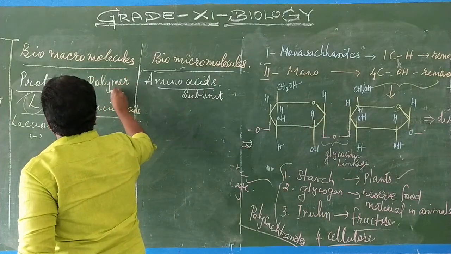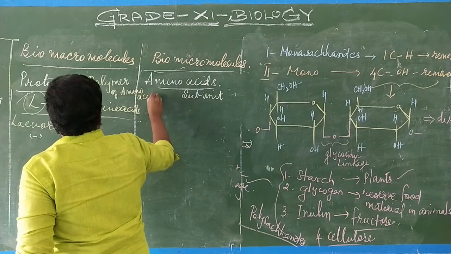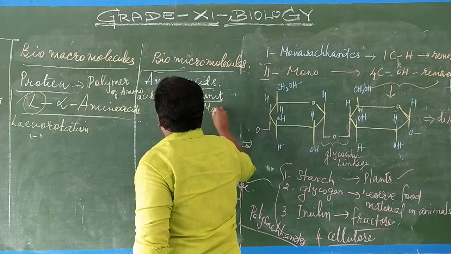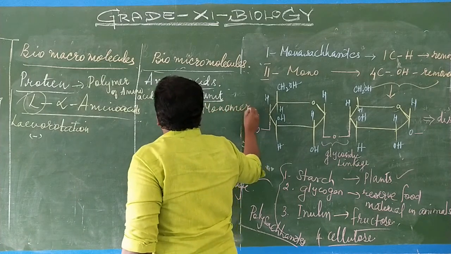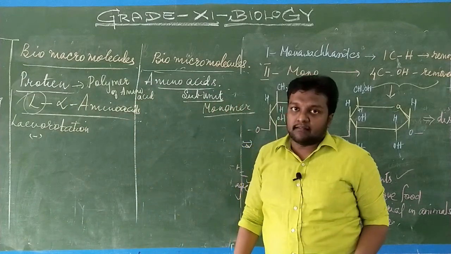It is a polymer of amino acids. Polymer of amino acids means what? Then amino acid will be what? Amino acid will be a monomer. So number of monomers will be getting combined, giving rise to the formation of a protein, we say.